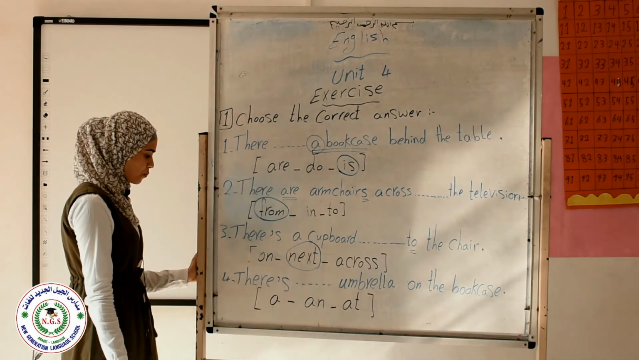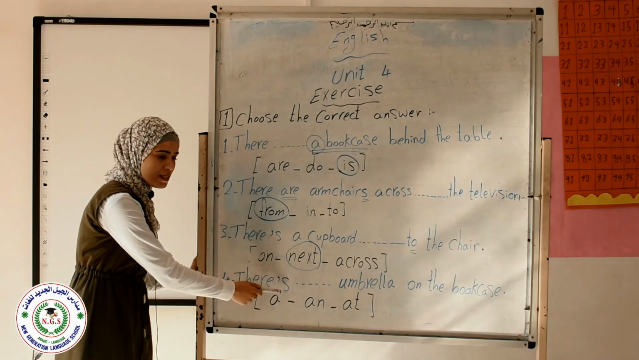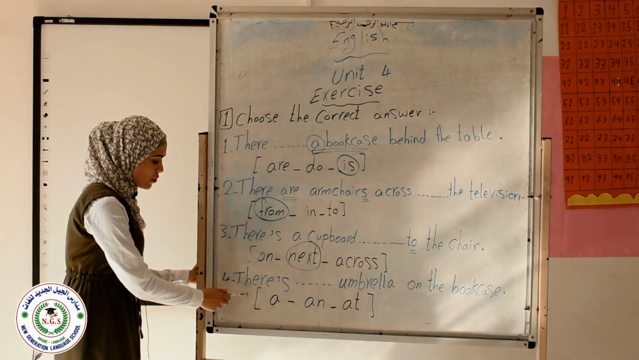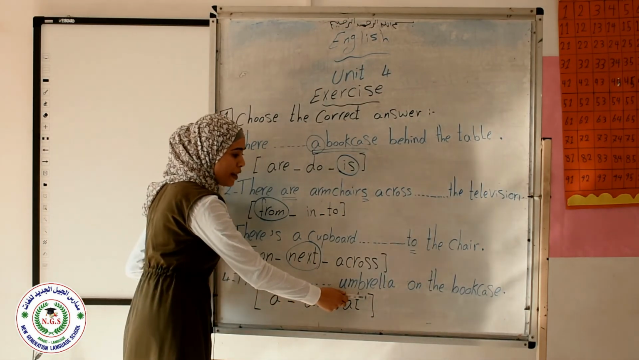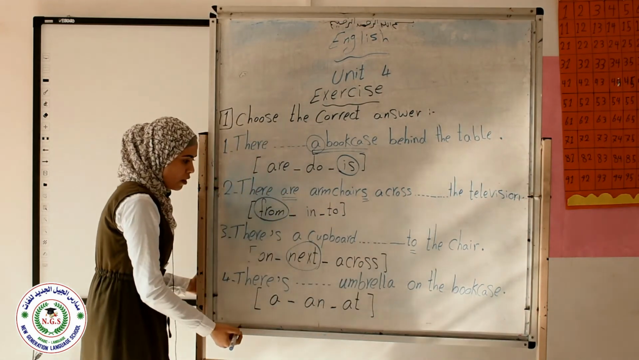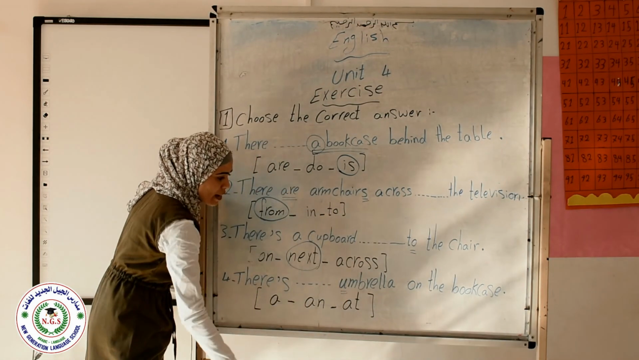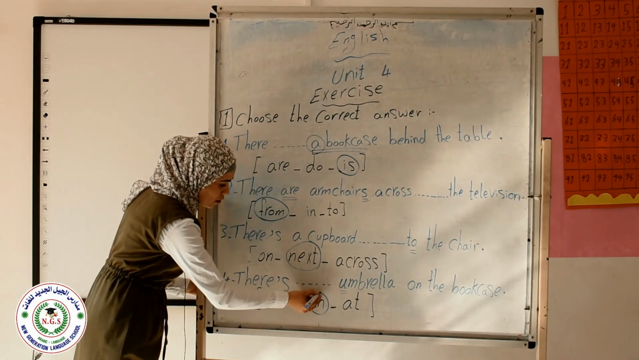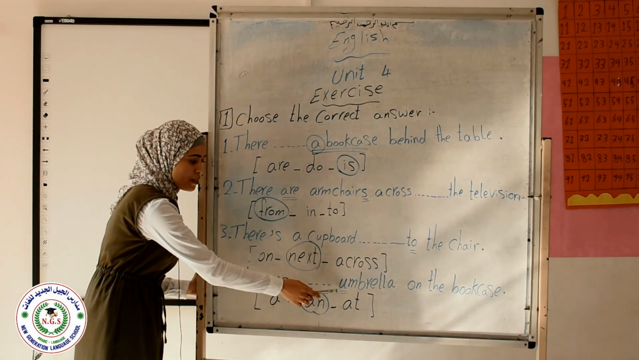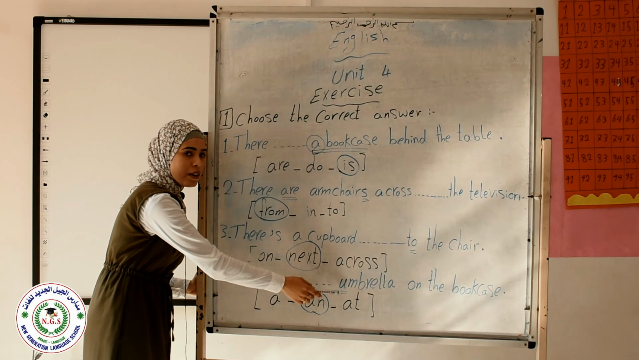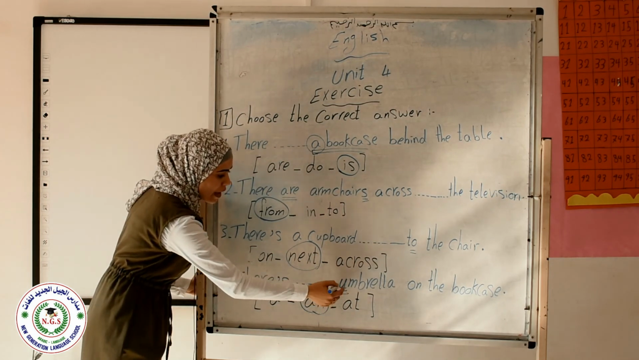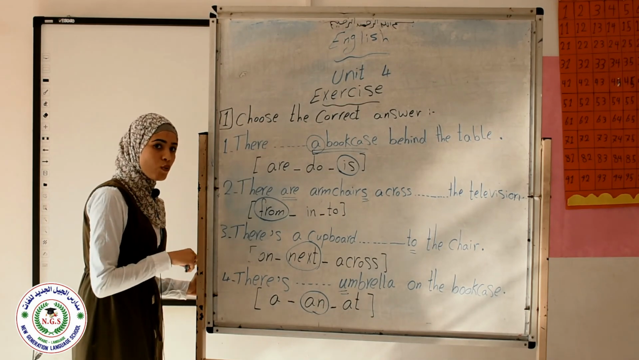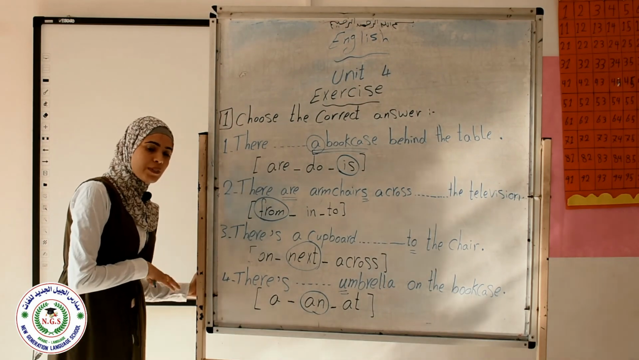Next to. Number 4, there is an umbrella on the bookcase. Again, there is blank umbrella on the bookcase. We want to understand that if the noun starts with a vowel, we take an umbrella. Why? Because the noun starts with a vowel. What is the vowel here? We have u. Just u? No. We have also a, e, i, and o. Okay? Is that clear? Okay, I finished.